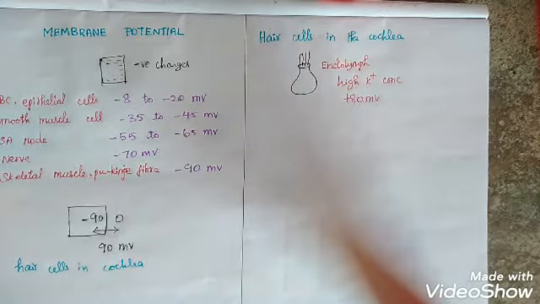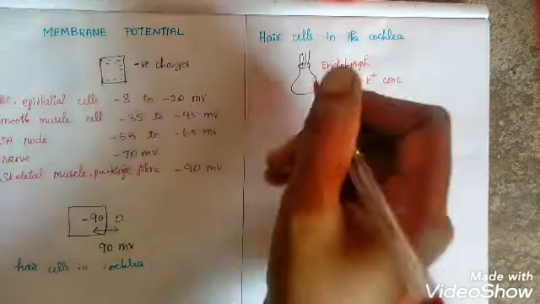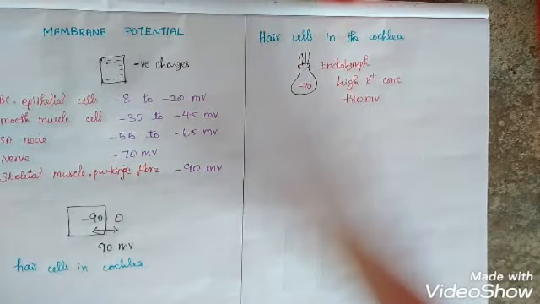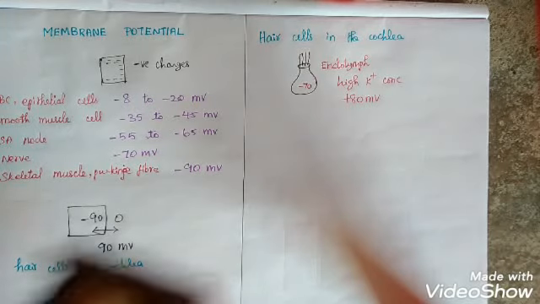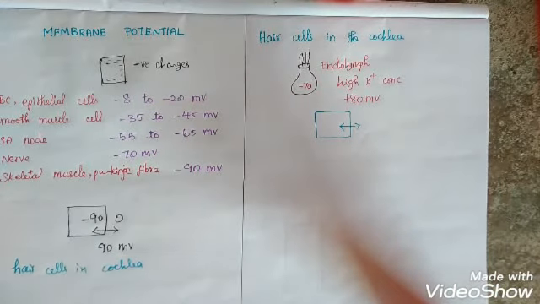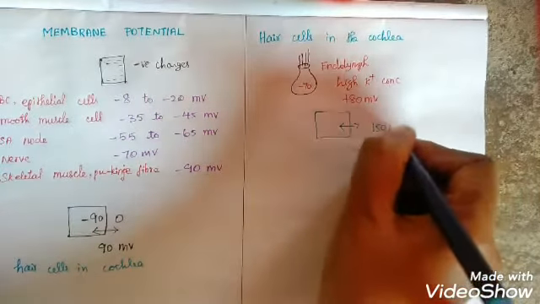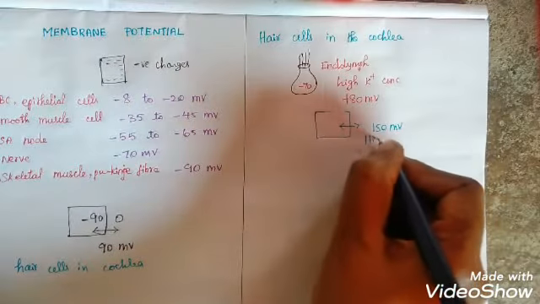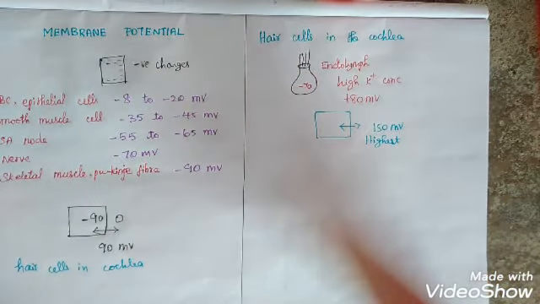For all other cells, their extracellular fluid potential is taken to be 0, but only for hair cells in the cochlea, because of the high potassium concentration, the endocochlear potential is plus 80, and inside is -70 millivolts. So the transmembrane potential for hair cells in cochlea is 150 millivolts, which is the highest in our body. So hair cells are the most excitable cells in the body.